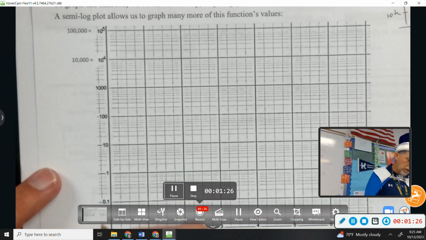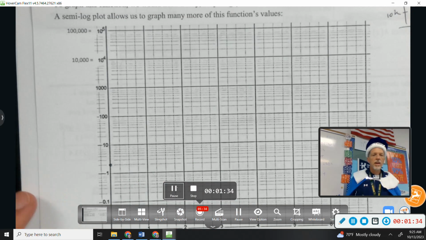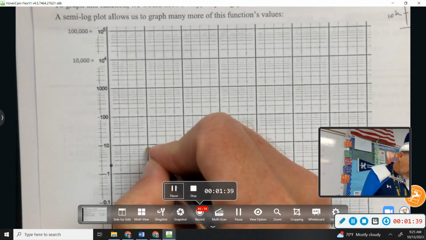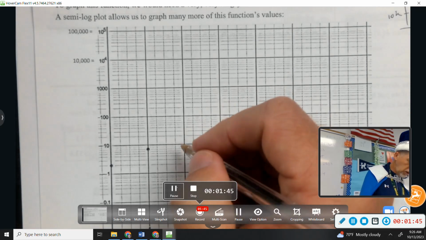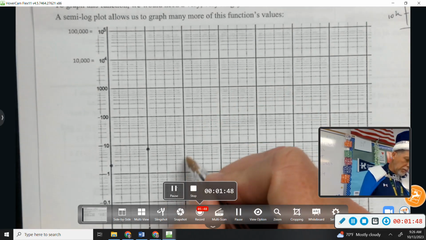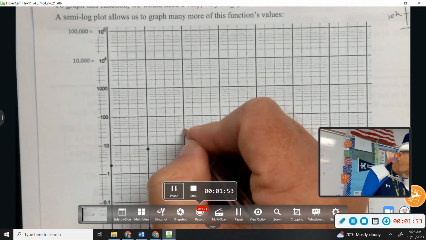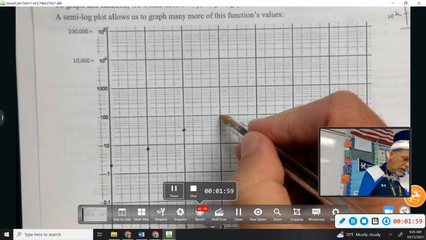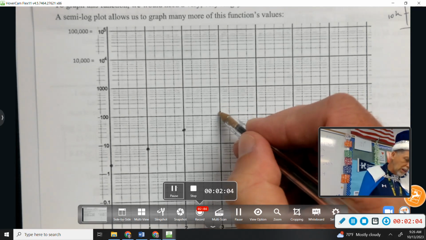So 0, 2. Again, this is weird looking, but roll with it. 1, 8. 2, 32. So again, be careful with the scale. Once I hit 10, those markers are 10, 20, 30. So 32. 3, 128. So 100, but that next marker is 200. So I definitely don't want to get all the way up to 200. 128, somewhere in there.